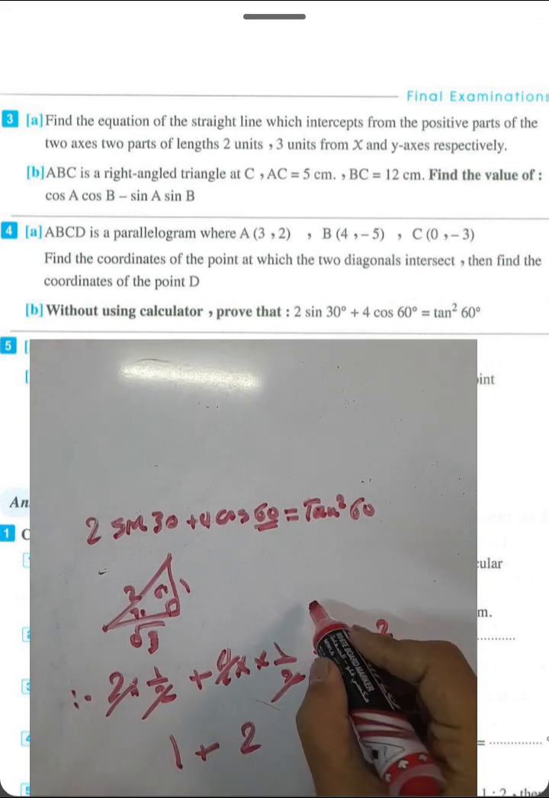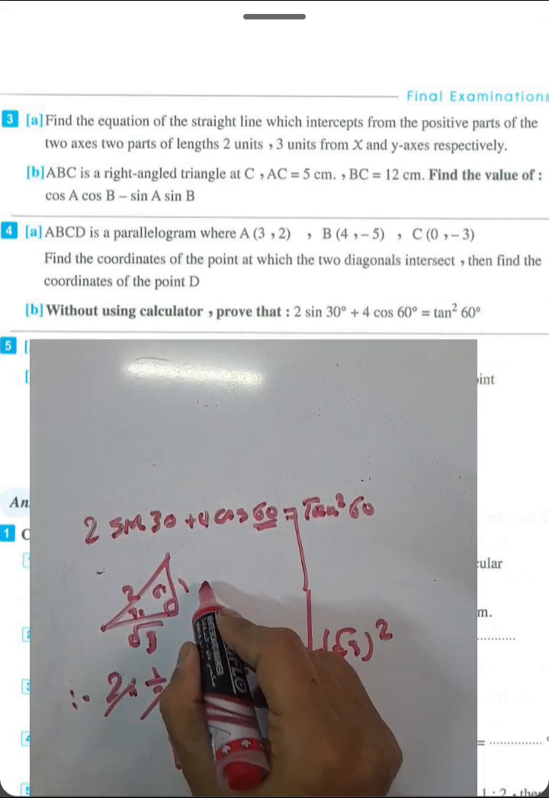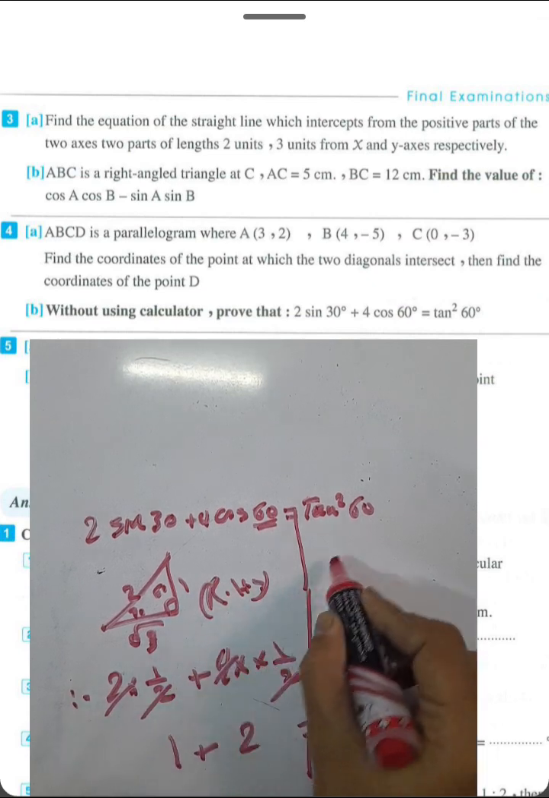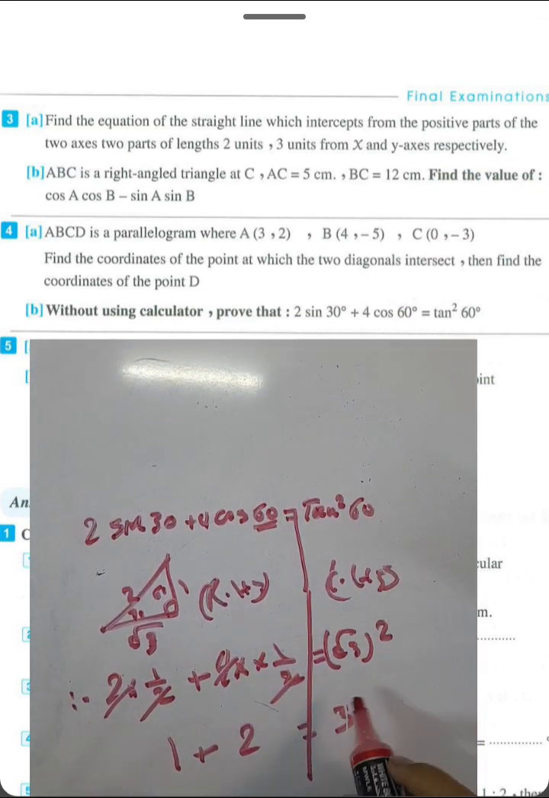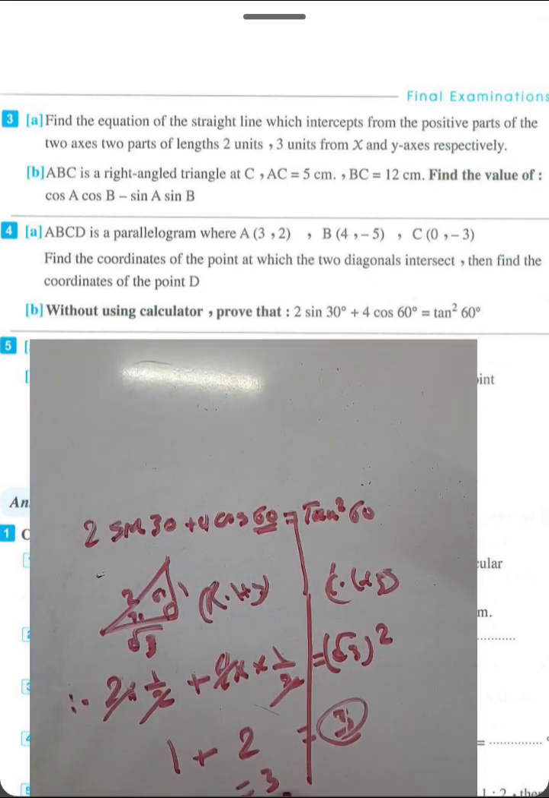Okay, prove that the left-hand side equals the right-hand side. Okay, this is the right-hand side and this is the left-hand side. Then the right-hand side will equal 3. Both sides are equal.